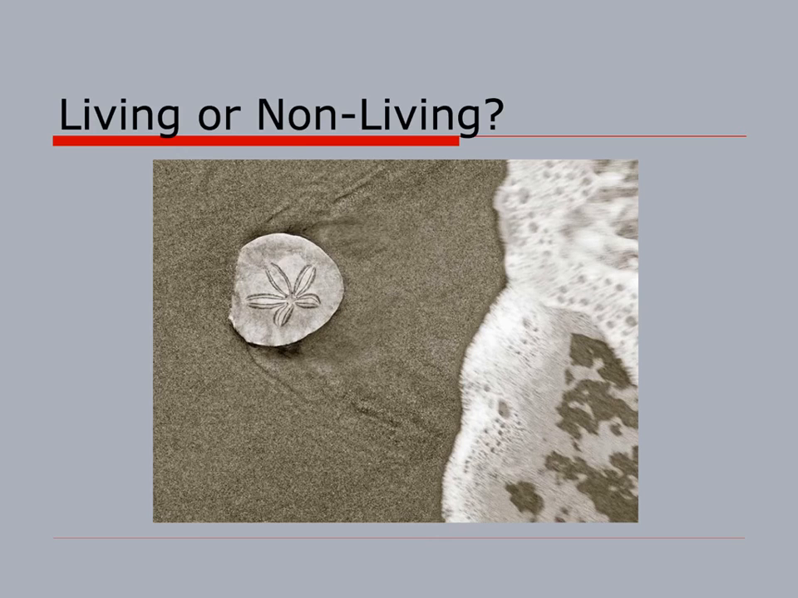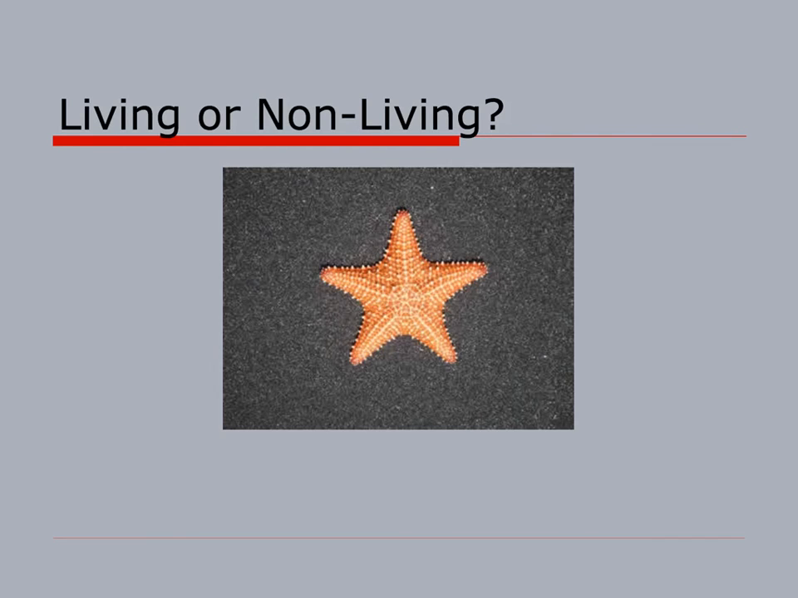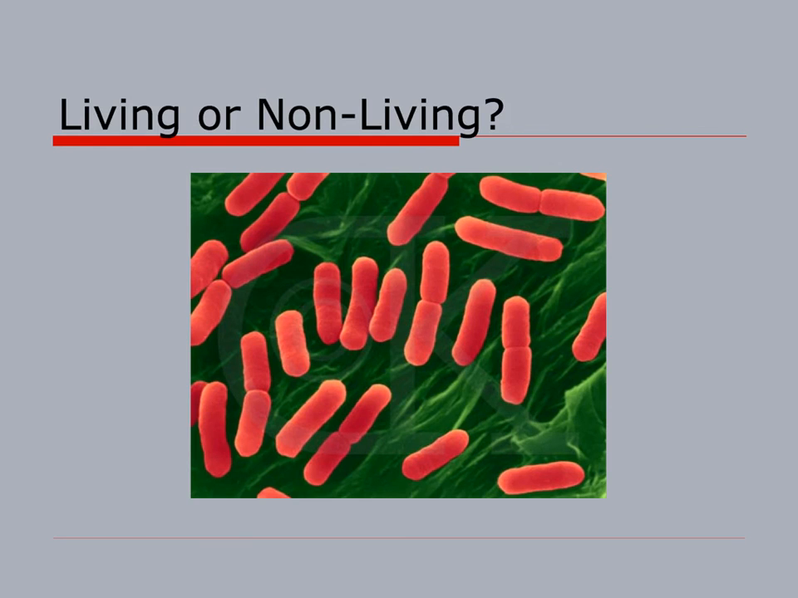This is a sand dollar. This one is washed up on the shore, but it is a living organism. Oftentimes sand dollars are sold as souvenirs along the beach line, but they were a live organism. This is a sea star. It is also living. This is what bacterial cells look like under the microscope. Bacteria are also living. They are actually the simplest living organisms on our planet.